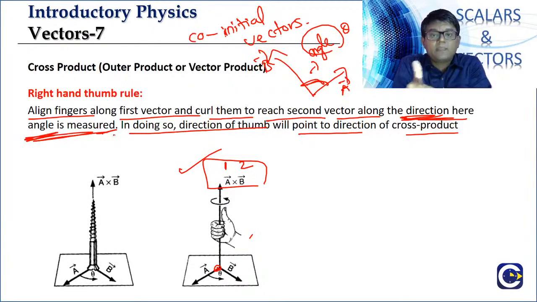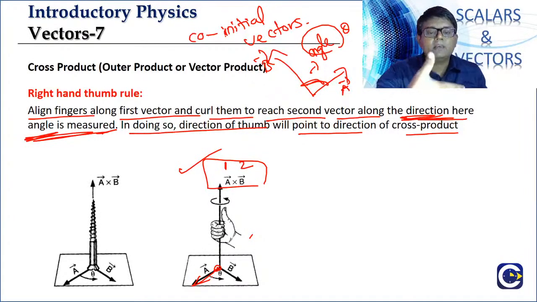When you do that, look at the thumb. The thumb is pointing upwards. That is the direction of A cross B. You can see here also, this is A bar. See what they are doing: they are keeping the fingers in the direction of A bar.